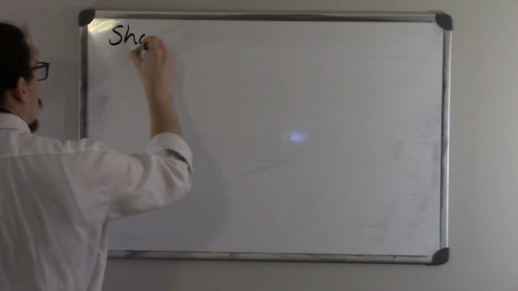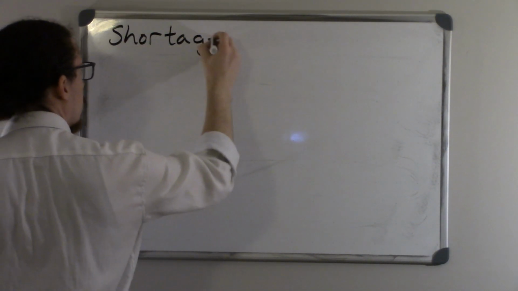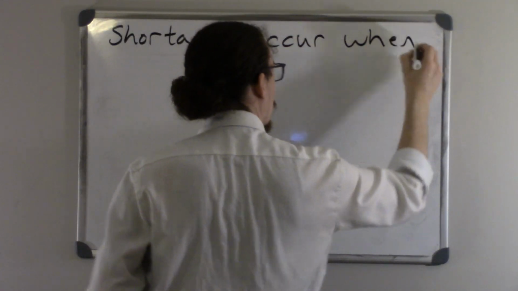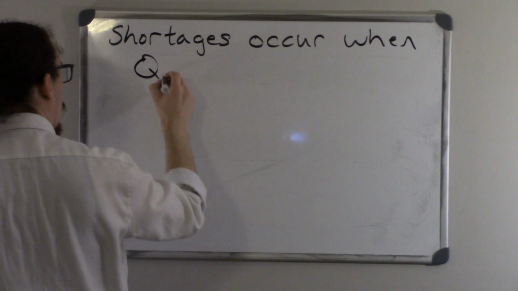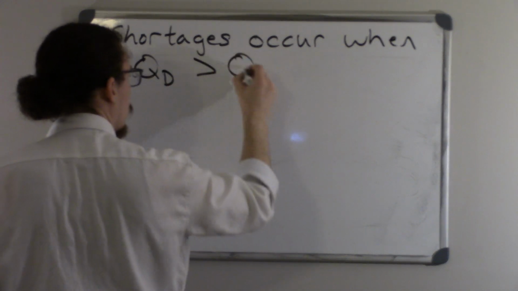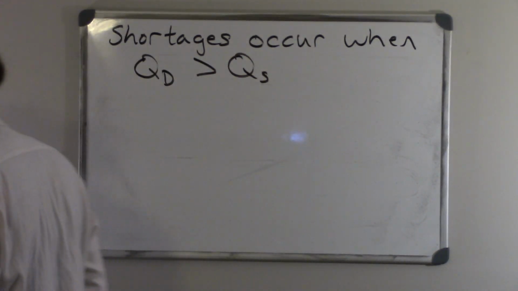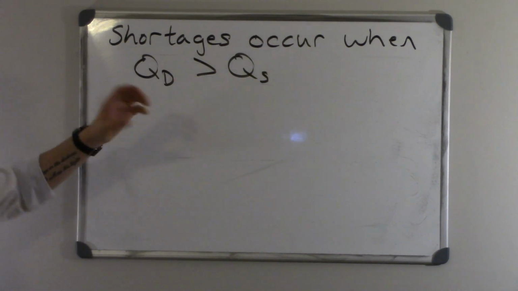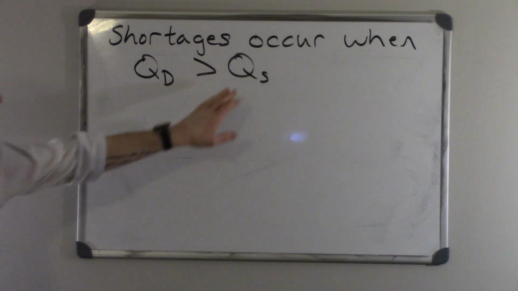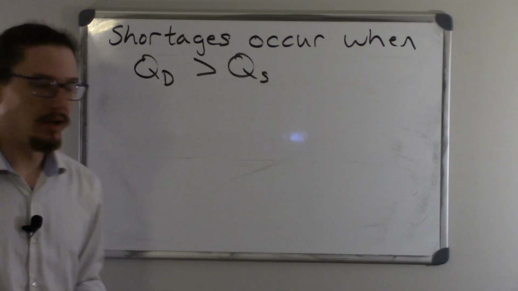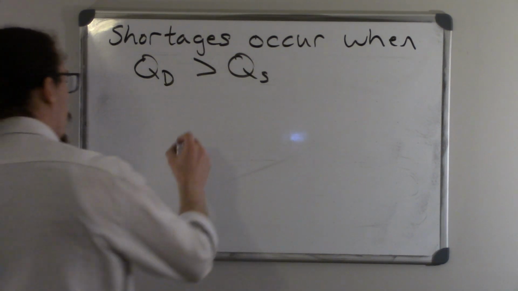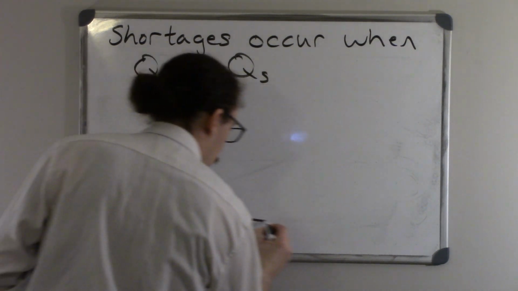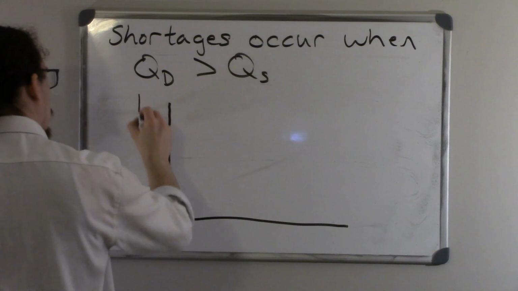All right, so shortages occur when the quantity demanded is greater than the quantity supplied. Right? So we have more people that want the good at a given price than we have supplying the good at that price. And that's what's going to happen when we have a binding price ceiling.